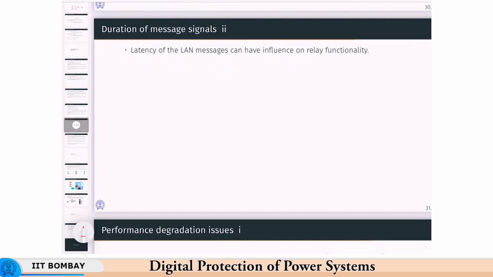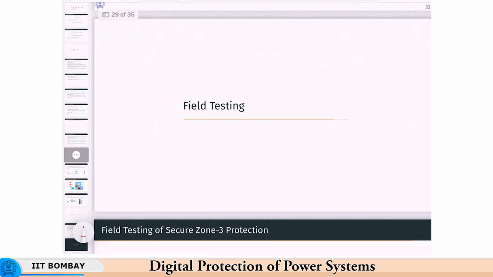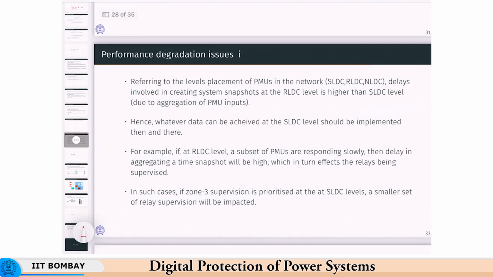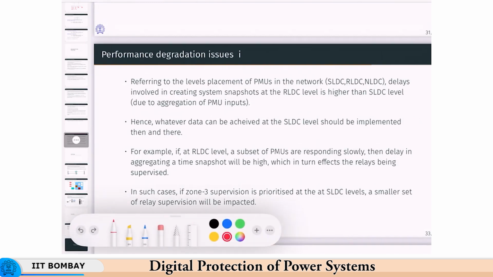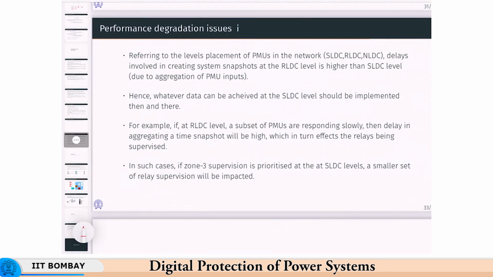Also, keep in mind that the decision itself has to travel on the substation LAN, so whatever the latency is there will also have an effect. Okay. So what are some of the performance issues with the setup that we have here? We will discuss that. Quickly, we will show a setup which was done to test this, and then we will close this lecture.